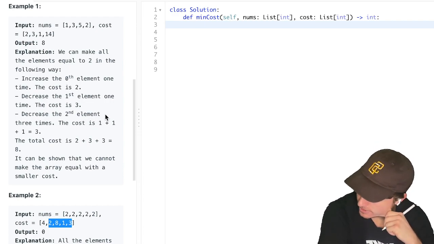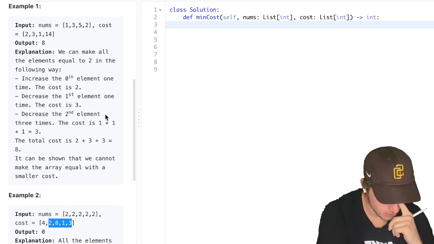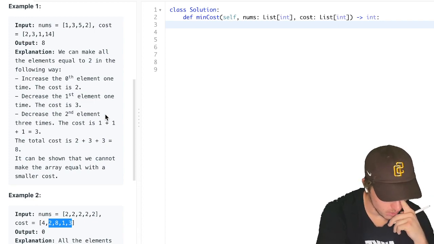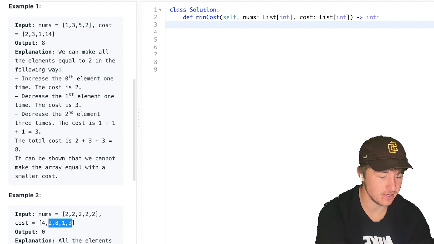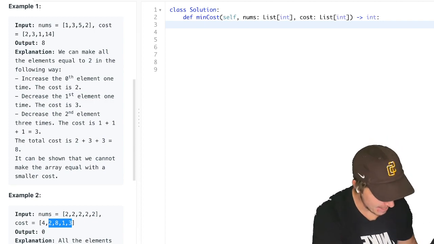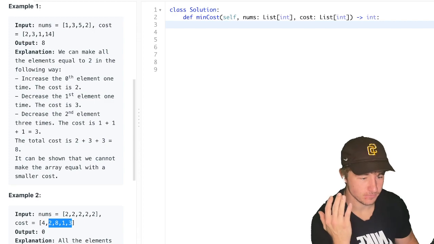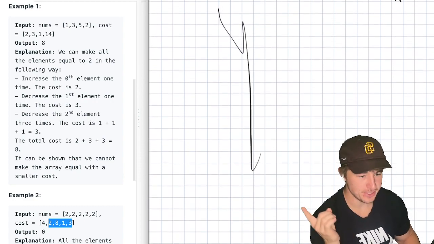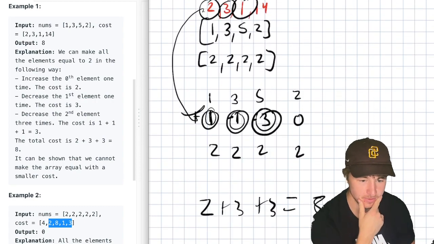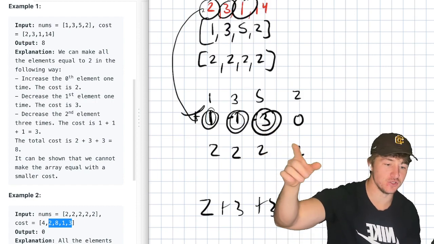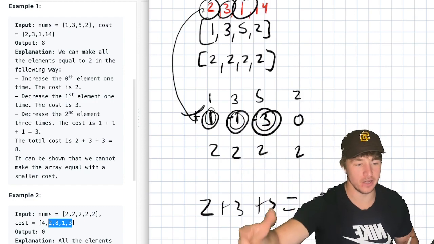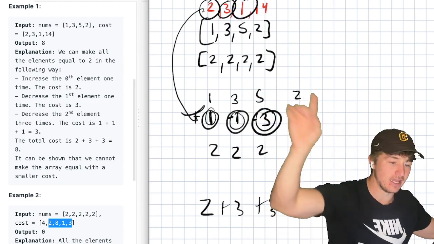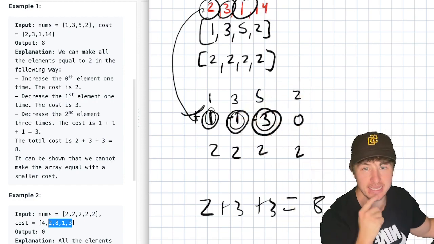All right, so how do we go about this problem without going down this weird convex function rabbit hole? What we really need to do in order to figure this out is look at the values that we can change the array to and what the cost will be associated with that. Like here, we think about 1, 3, 5, 2. What's the cost to get them all to be 1? What's the cost to get them all to be 2? If we know the element it's going to end up at, it's pretty easy to calculate what the cost would be, right?